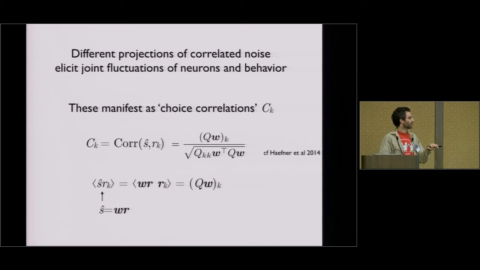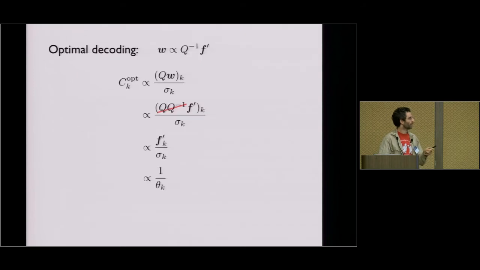But first, let me just mention, where does this expression come from? Well, if you're correlating the behavior S hat with some neuron, and we remember that S hat is the decoded population, then we just substitute that in. We see that you get a decoded covariance. And so that's where this QW comes from. It's just helpful to think about.